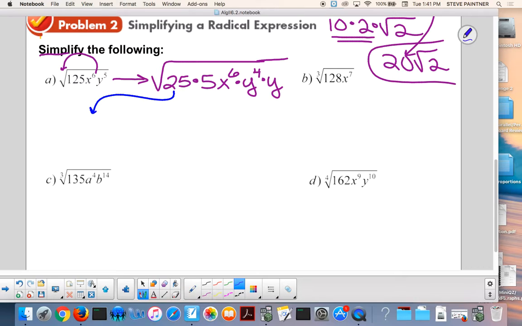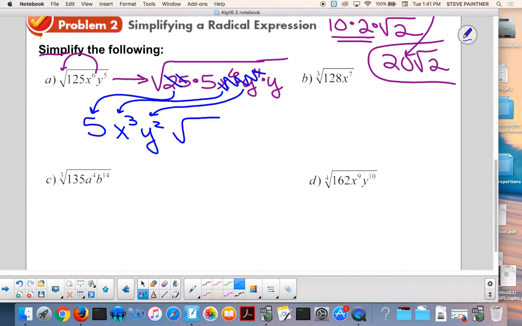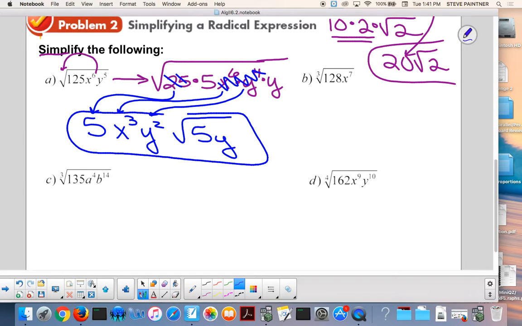Square root of this. Square root of this. Followed by this, which is what? Y squared. That's where I meant to put that. Now you've used up all of this. What's left inside? 5 and a y. The little 6. There you go. That would be it. These answers get really ugly, so when I read them off tomorrow, you gotta be really listening well. 5x cubed y squared times the square root of 5y.